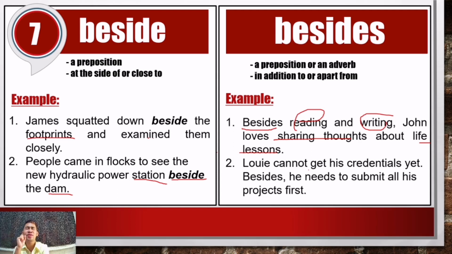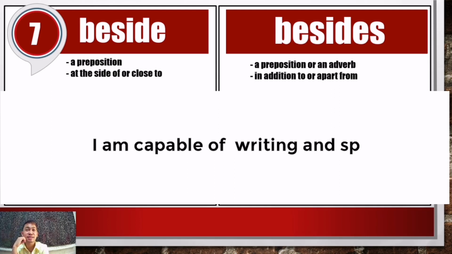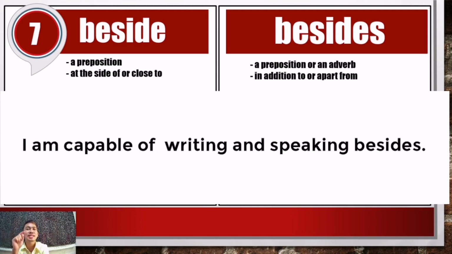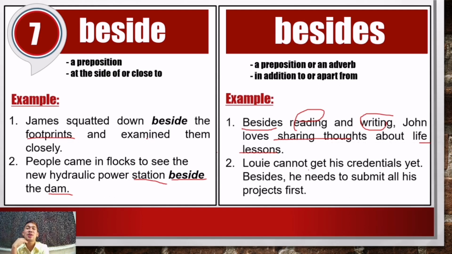So let me give you another example for that. I am capable of writing and speaking besides. So instead of using as well, I can use besides. Once it is found at the very end, it also means as well. All right. So those are the only differences when it comes to the preposition beside and the preposition slash conjunctive adverb besides.